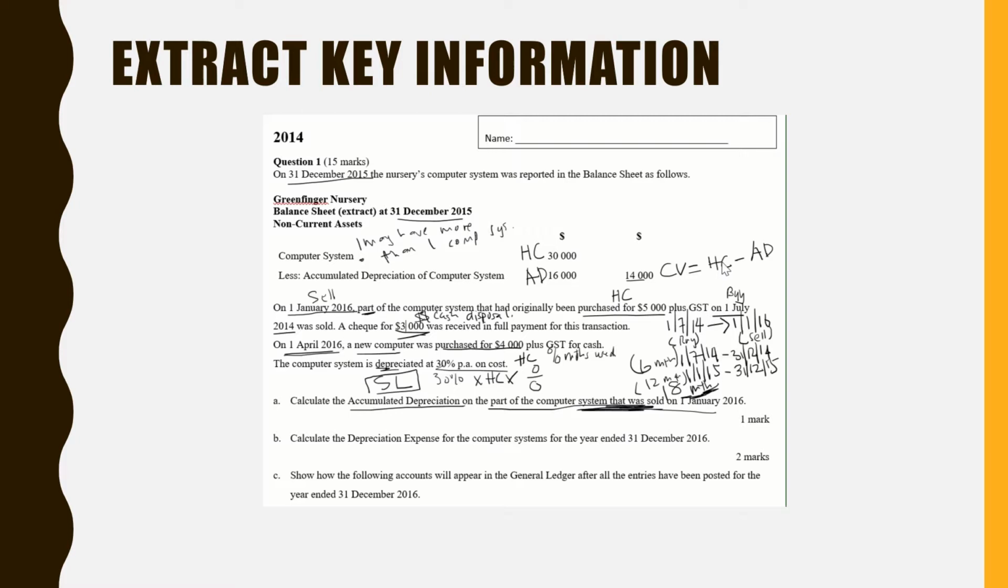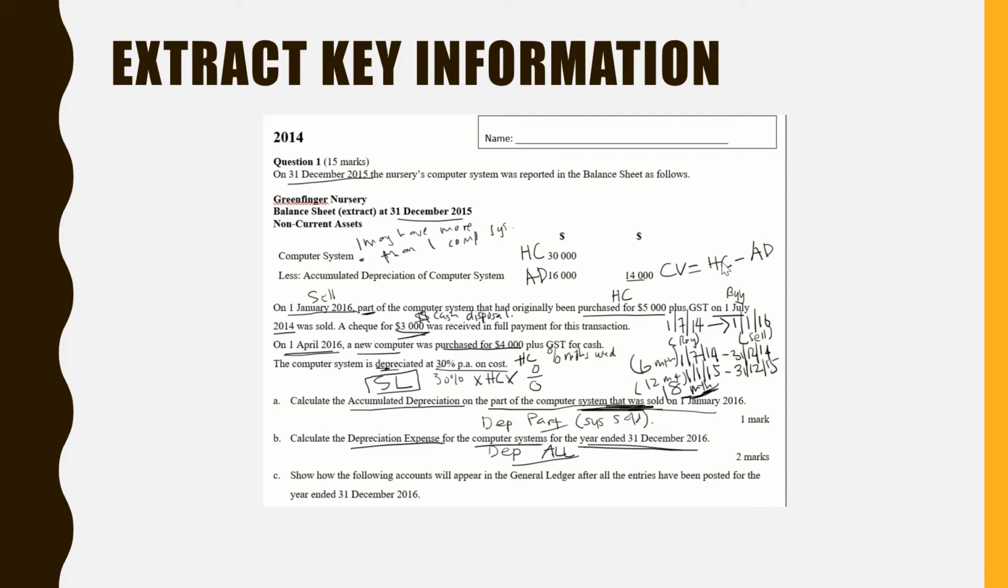So we've already got all the information there. I'm just highlighting key information so that when I'm working on the solutions later, I've already given thought to this. Now question B, calculate the depreciation expense for the computer systems for the year ended. So now this, I'm just going to write here all. So depreciation for all, whereas this is depreciation for only part of the system that was sold.